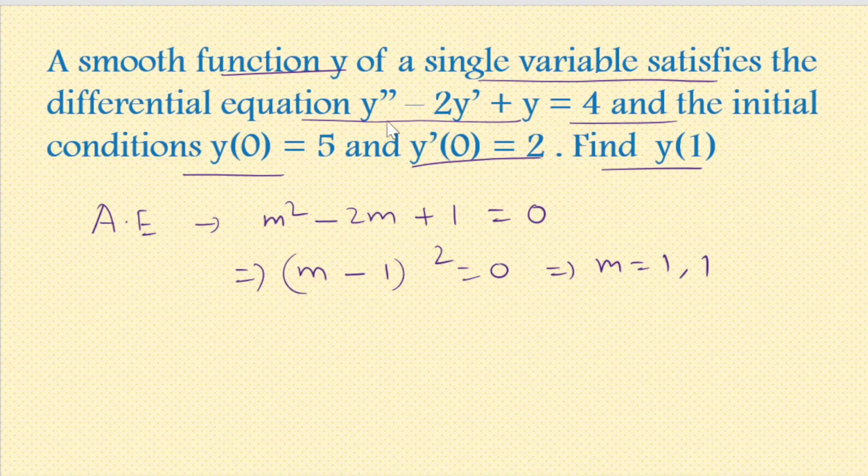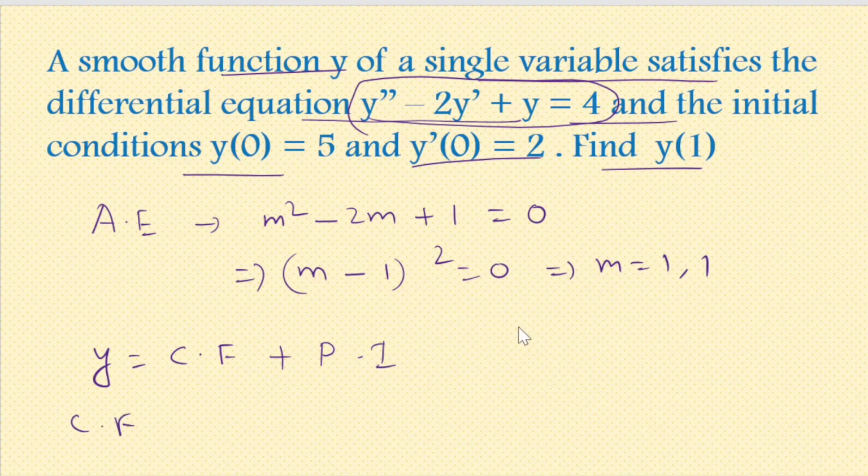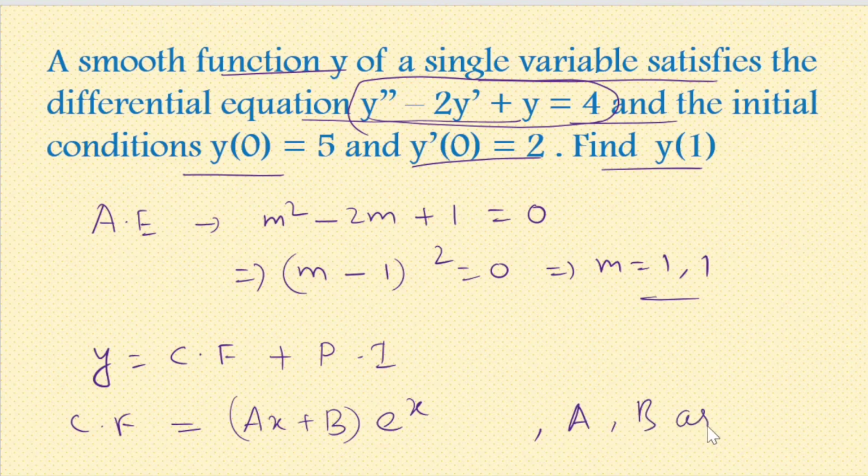And we know that for this type of differential equation, the general solution is y = complementary function plus particular integral. Since m has a double root, the complementary function is (ax + b)e^x, where a and b are arbitrary constants, and we now have to find the particular integral.